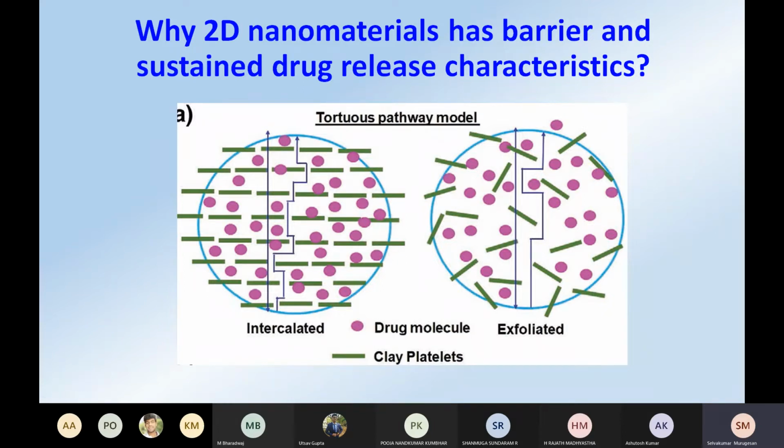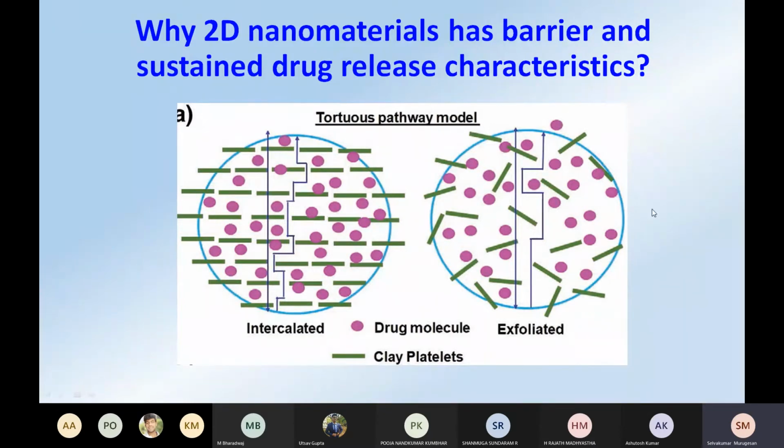So as a result, what will happen? The drug will take a long time to deliver. Of course, the drugs which are absorbed on the surface will start to release faster, and the drugs which are absorbed inside the composite structure will take more time. So as a result, you will end up with sustained drug release or controlled drug release characteristics. Sustained and controlled are both the same.